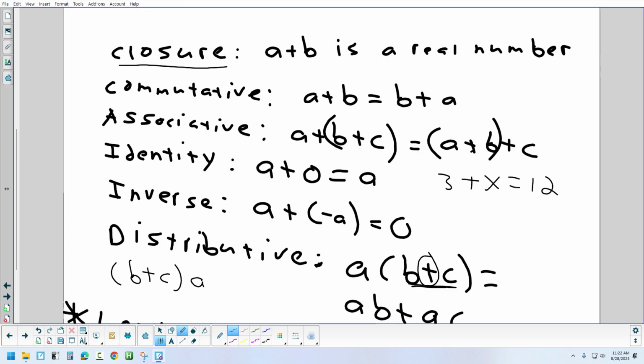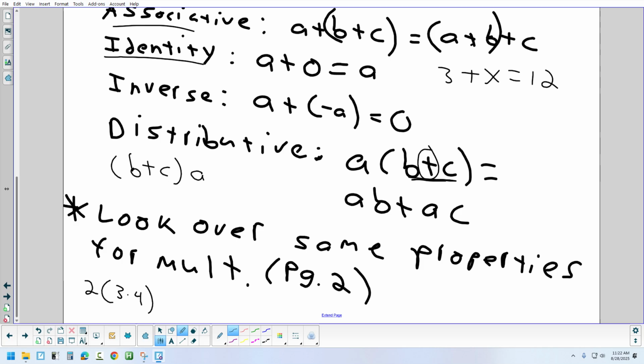But identity property works for multiplication. Associative works, commutative works, closure works. Those all work. Okay, and those are all on page 2 in the textbook.